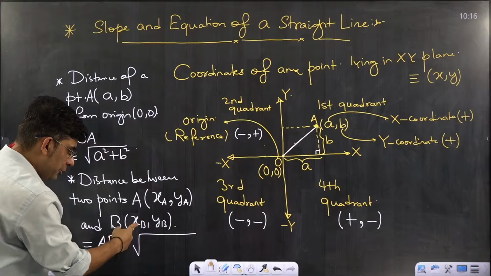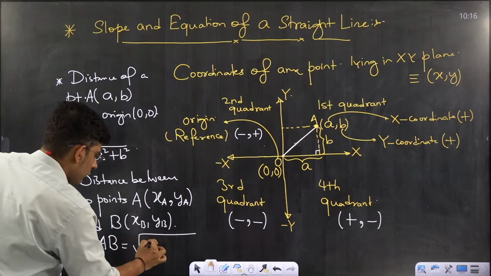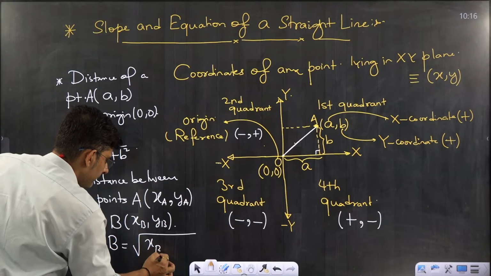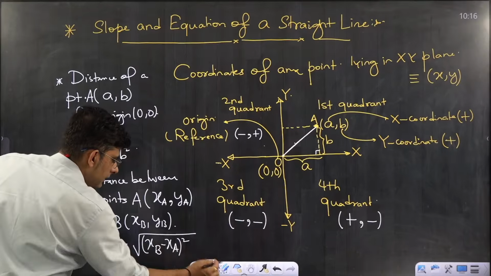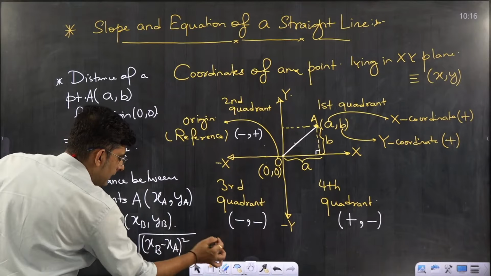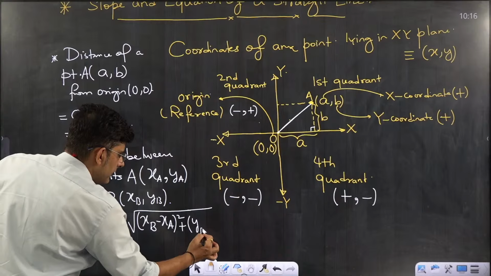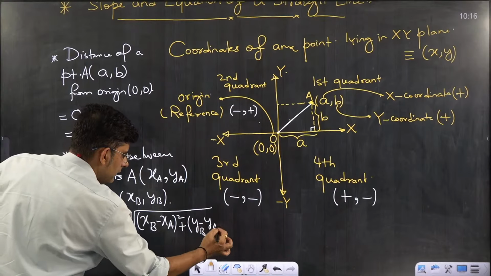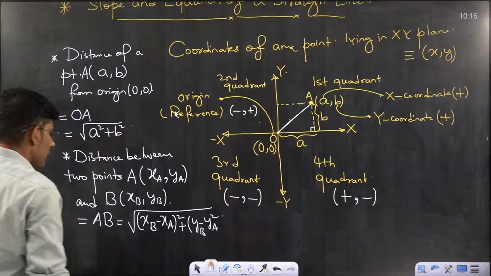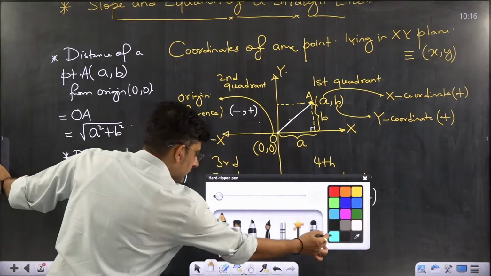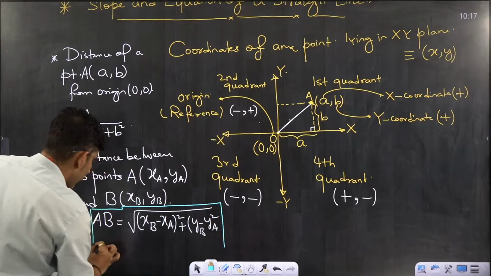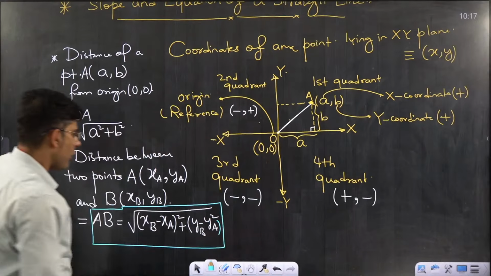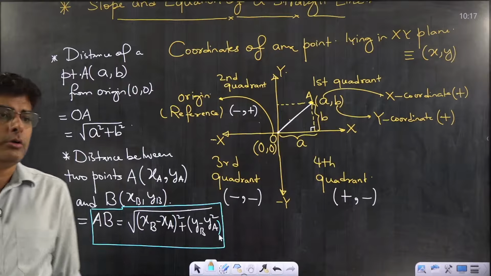Similarly, if you have any 2 points whose coordinates are given, I will write AB as: just subtract the x coordinates and square it. Similarly, subtract the y coordinates and square it, and then take the square root. So this formula also comes from the Pythagoras theorem. We have to directly use it in questions whenever they give you 2 points whose coordinates are known.